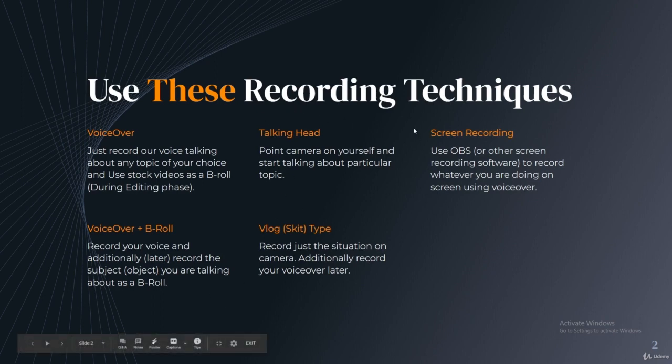Talking head video is pointing the camera at yourself and starting to talk about a particular topic. It is kind of voiceover, but instead of just talking without recording any video, you're recording a video of yourself talking. It's as simple as that. Talking head means the camera is pointing at your head, and you're just talking to the camera. That's it. It's a very simple thing to do.